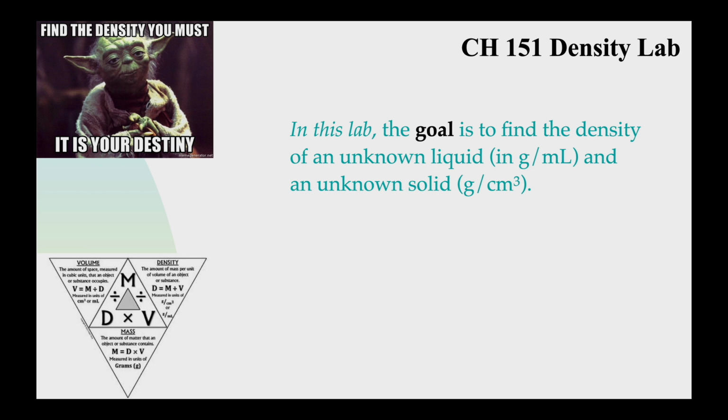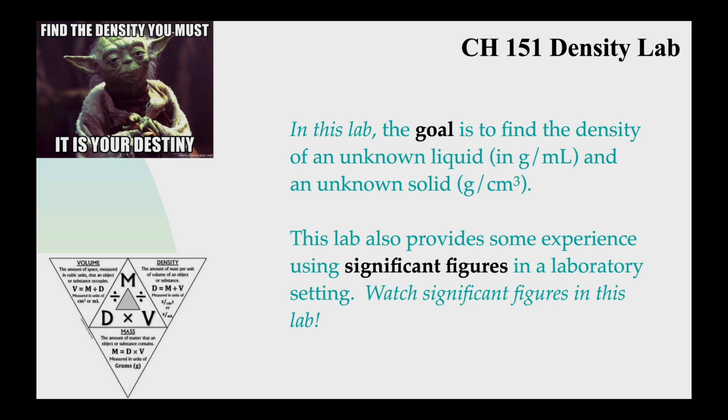So the goal of this lab, you'd find the density of an unknown liquid, in grams per milliliter, and also the density of an unknown solid in grams per centimeter cubed. And the liquid part, again, pretty chill. You would use the volumetric flask and the mass balance. For the solid, you would use the displacement method to find the volume of the solid. The mass comes from the balance and stuff like that.